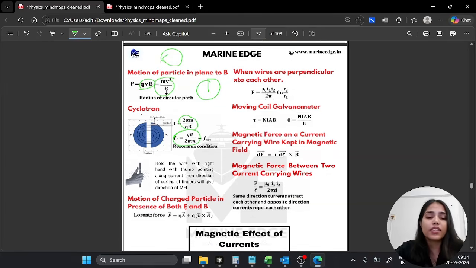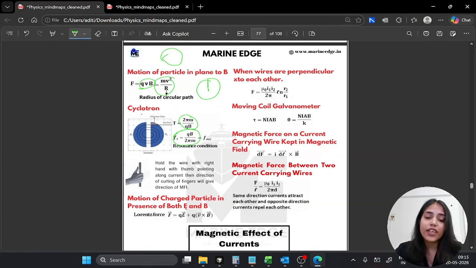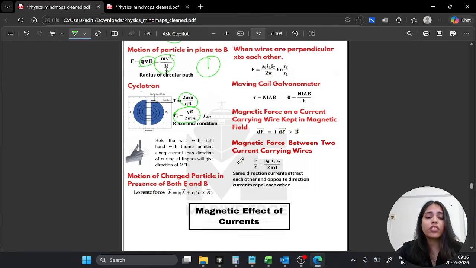Okay. Next, to calculate the direction of magnetic field, what we do is we use the right hand. With our right hand, we hold the wire in which the current is flowing, and we point the thumb towards the direction of current, and the curling fingers give you the direction of magnetic field. Now, motion of charged particle in presence of both E and B.